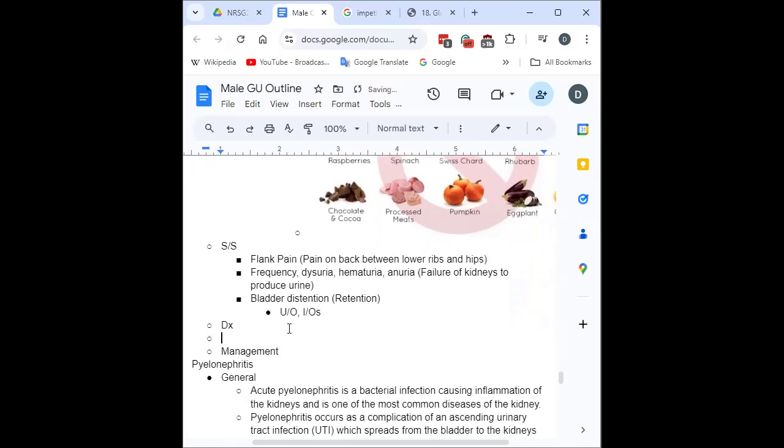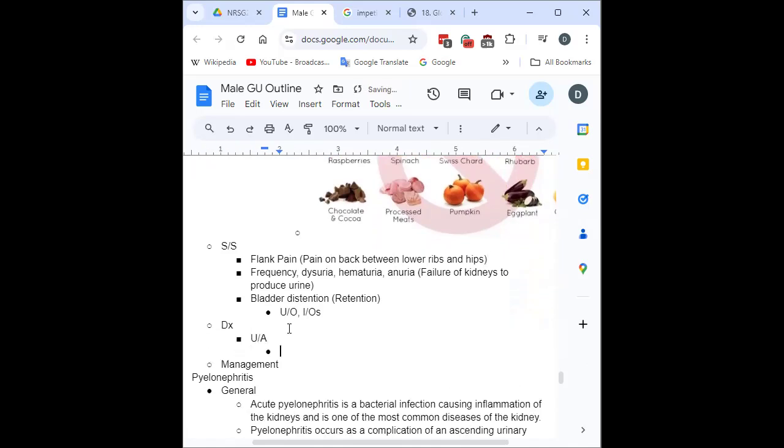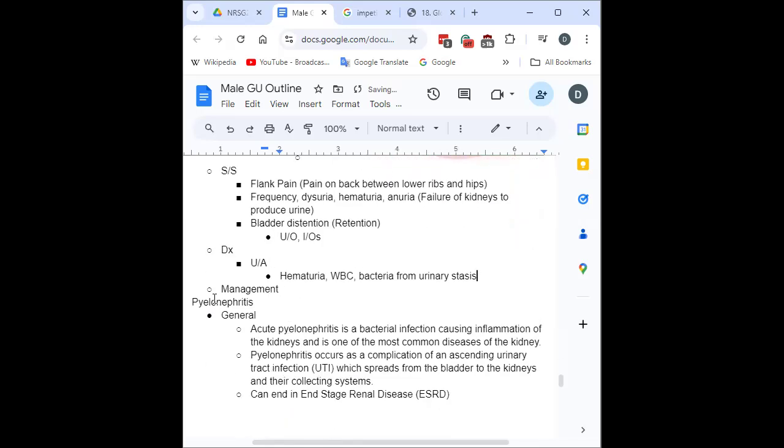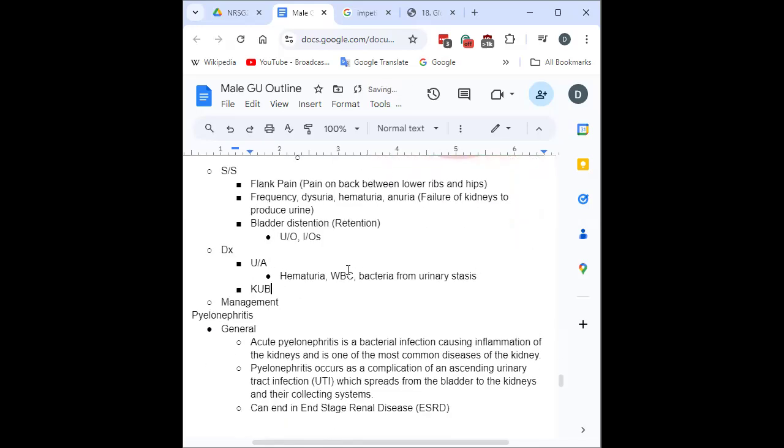So for some diagnostics, urinalysis, we talked about you can have hematuria, so you can see some hematuria. I guess, yeah, from the urinary stasis. So there might be some bacteria from your KUB, so that's, I guess, the X-ray.